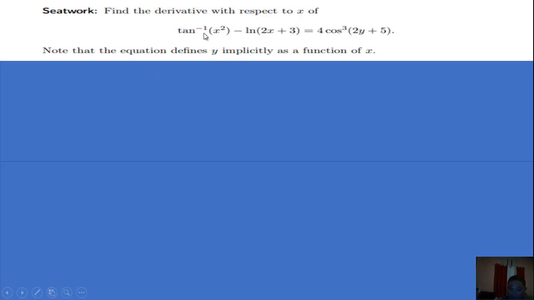Of course, ang derivative nito ay 1 over 1 plus x to the 4th times 2x. Huwag kalimutan talaga ang 2x. Kasi ang derivative ng x squared ay 2x. Ito naman, ang derivative dito ay 1 over 2x plus 3 times 2. Kasi may derivative pa ng 2. Ang derivative nito ay 4 times 3 cosine of 2y plus 5 raised to the power of 2 times the derivative of cosine, which is negative sine. Negative sine of 2y plus 5 times negative 2.